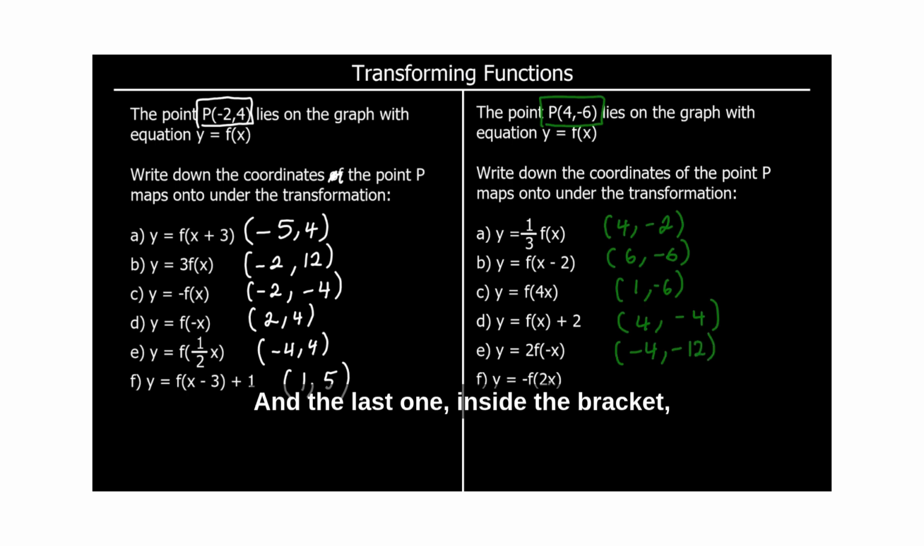And the last one, inside the bracket, we've got 2x. So we half the x. And on the outside, we've got -f. So we multiply the y coordinate by -1. So it's 2, 6.